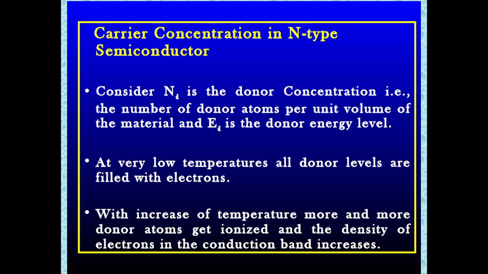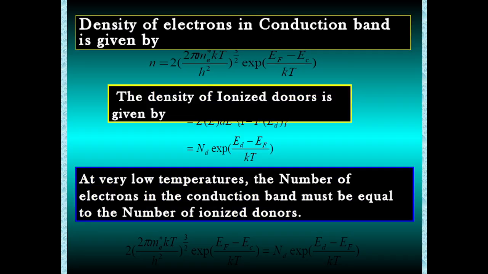Carrier concentration. Consider Nd is the donor concentration, the number of donor atoms per unit volume in the material, and ED is the donor energy level. At very low temperature, all donor atoms are filled with electrons. With the increase of temperature, more and more donor atoms get ionized, and the density of electrons in the conduction band increases. The density of electrons in the conduction band is given by, we already know, n = 2 (2πm_e kT/h²)^(3/2) exp((EF − EC)/kT). Density of ionized donors is given by Nd exp((ED − EF)/kT).